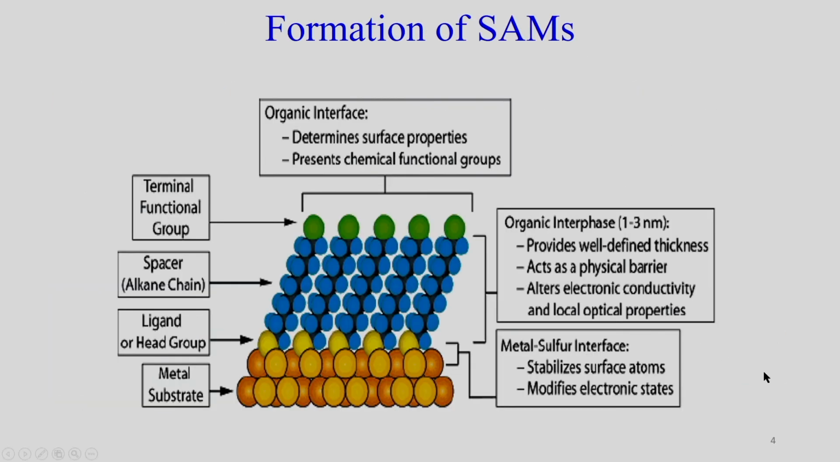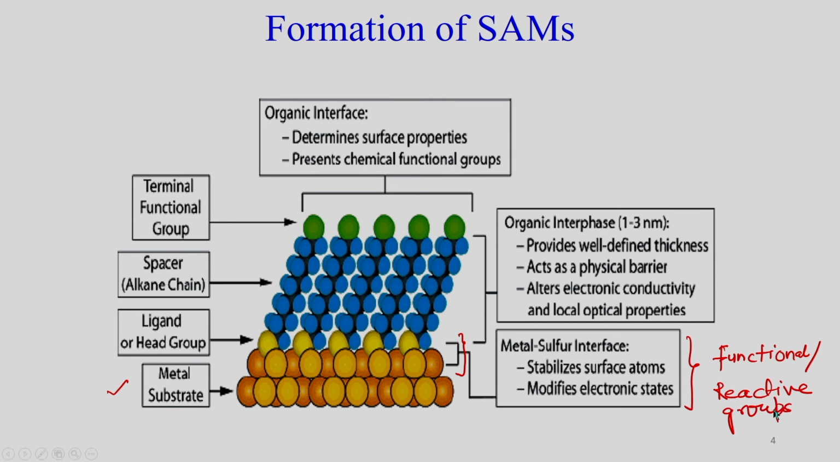Now, this is the structure, or how the self assembled monolayers look. Let us say you have a metal substrate. In the metal substrate, this is the interface, and at the interface you will have some functional or reactive groups.